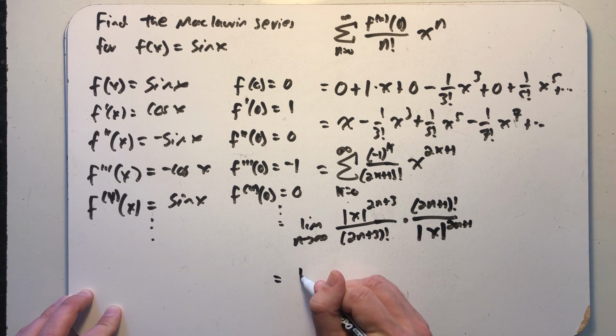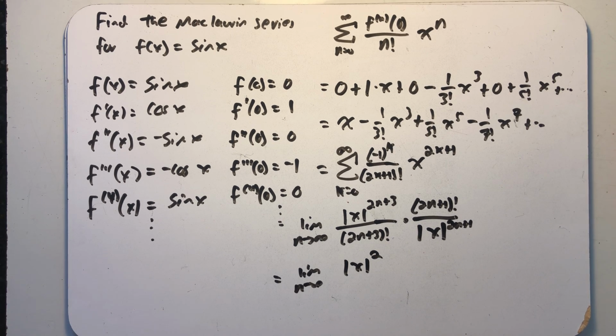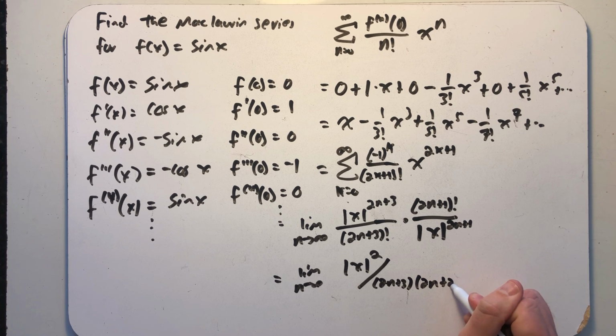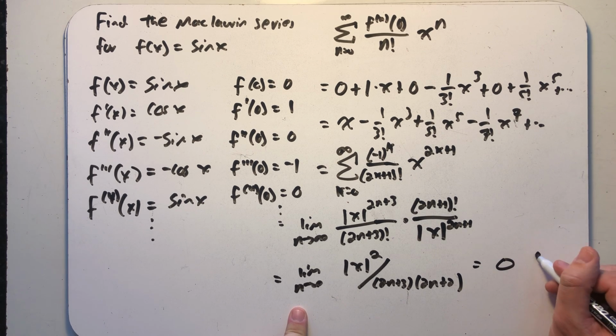All right, this limit's not too hard to deal with. I have 2 more of the absolute values of x on top than I do on the bottom, so I have the absolute value of x squared, which I could just write x squared, but it's not going to cost me anything to leave it there. And I'm dividing by, well, what's left over when I cancel out the common factors would be 2n plus 3 times 2n plus 2. Well, the top of the fraction is a constant as n goes to infinity, so this goes to 0 for all x.